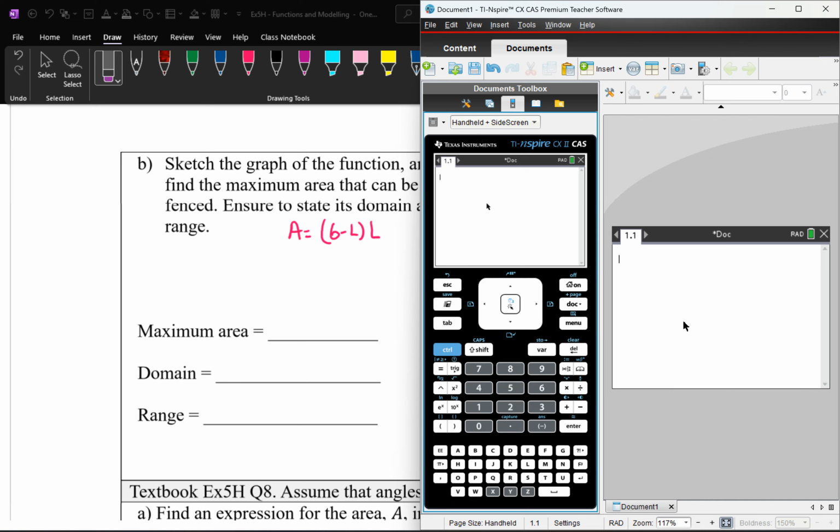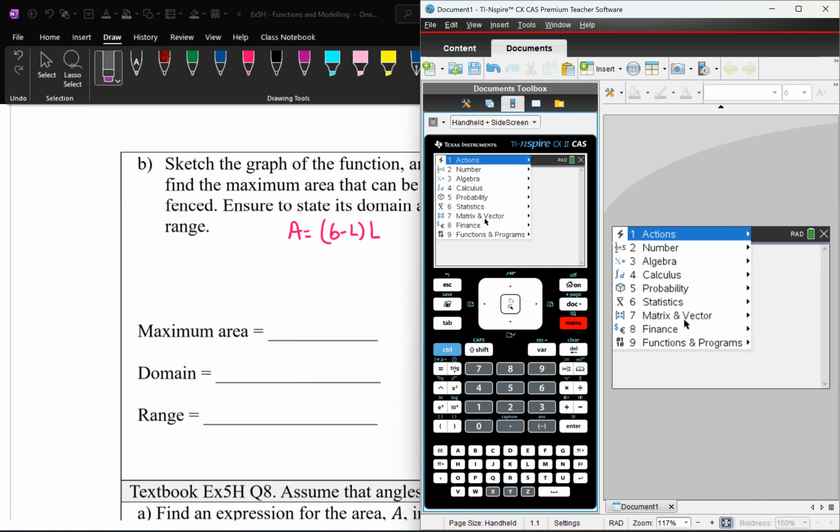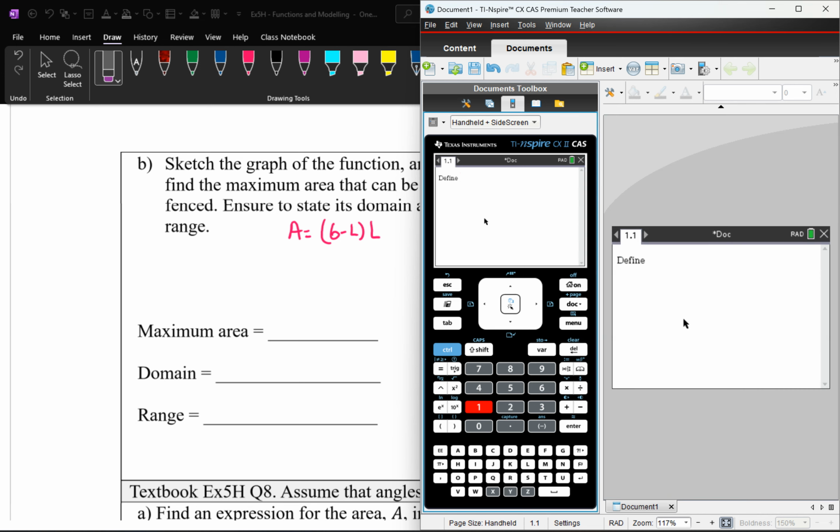Using your CAS, I taught you to define. Hopefully you can do this quickly now. So menu 1, 1, define. A bracket X. Remember, I'm doing X instead of L because when you do the graphing, it doesn't know how to sketch with an L axis. They only know X axis. So A in terms of X is equal to bracket 6 minus X times X. All I'm doing is replacing the L with the X. Here we go. I've defined it.